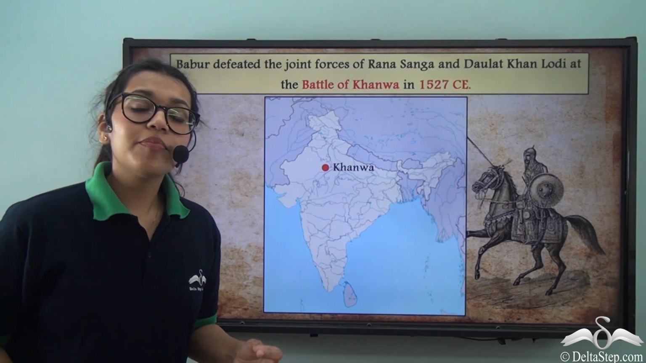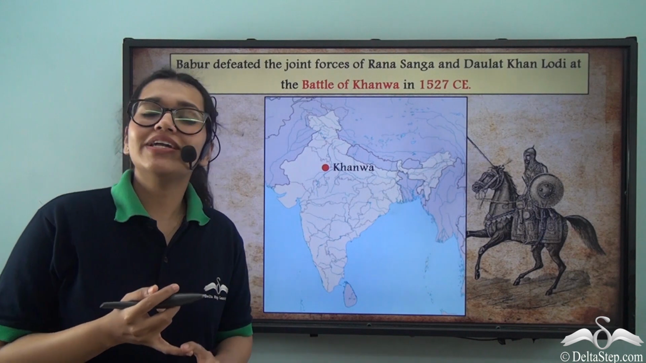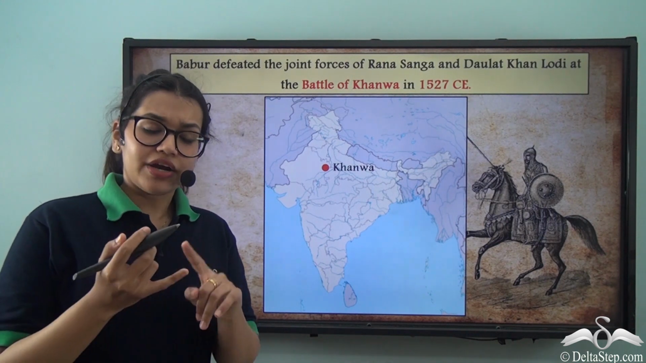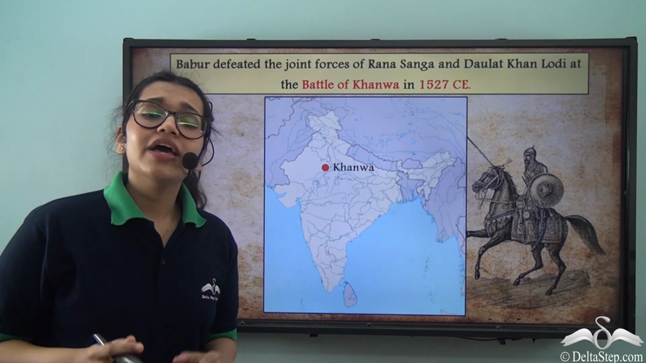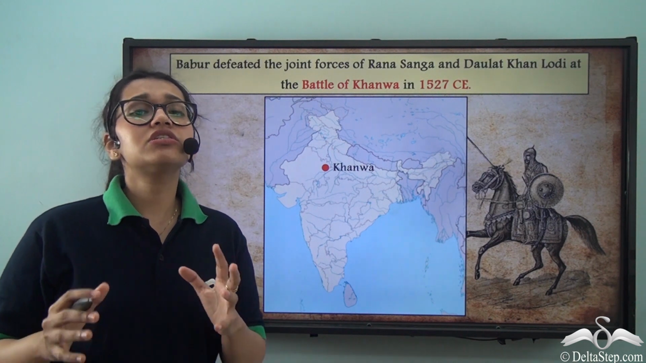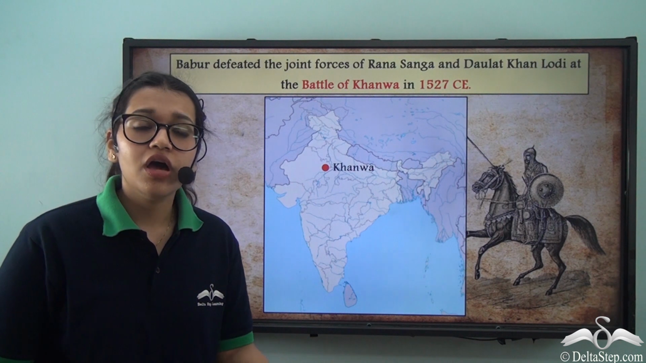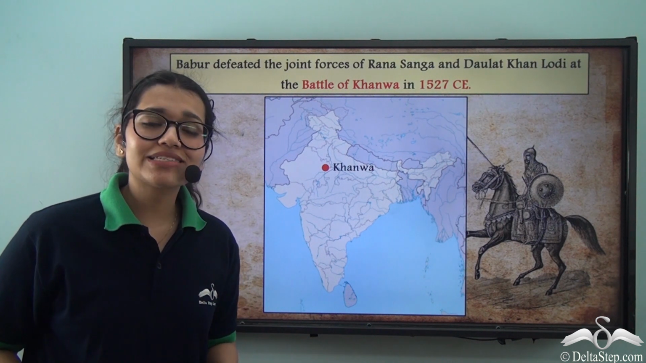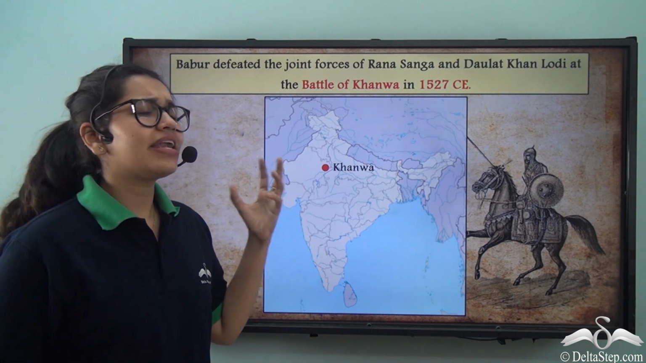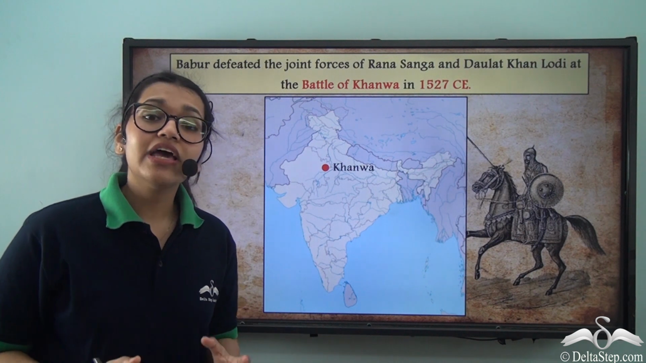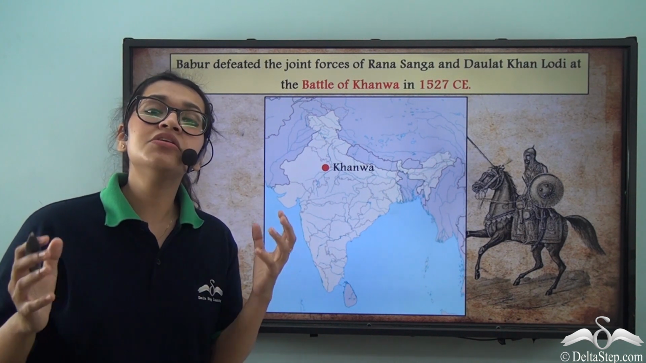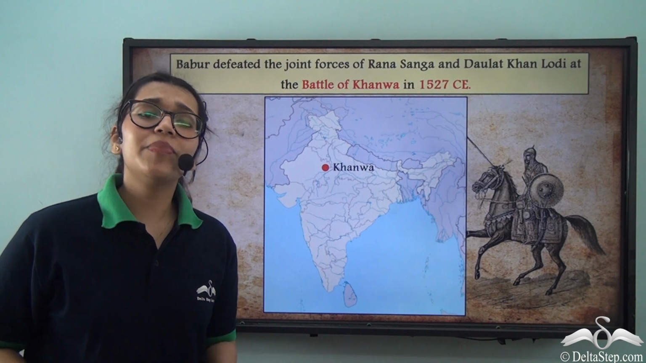Now what happened? Well, the two men who had invited Babur to India, Rana Sanga and Daulat Khan Lodi, they had expected Babur to just loot a part of India and then go back to his home, go back to his country. But Babur really surprised them by conquering Delhi and Agra and parts of it and establishing his independent rule in that area. So what happened next?